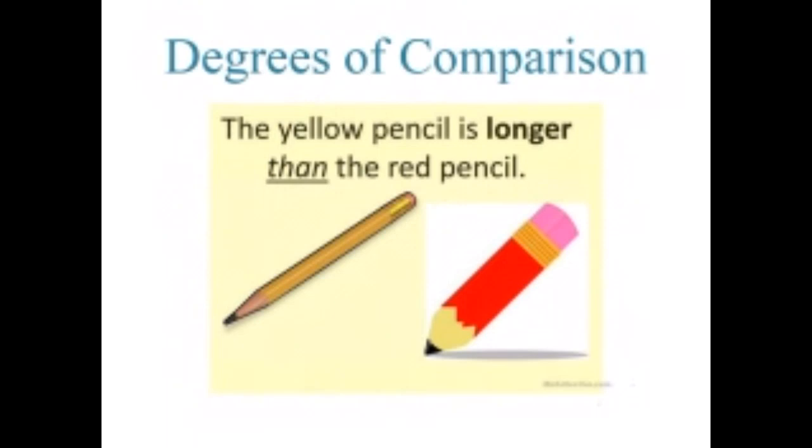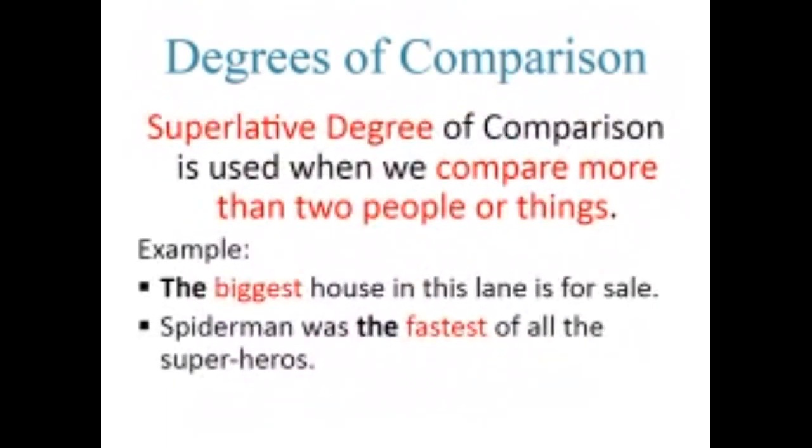Let's move on to the next one. Now, the third degree of comparison is superlative degree of comparison. It is used when we compare more than two people or things.